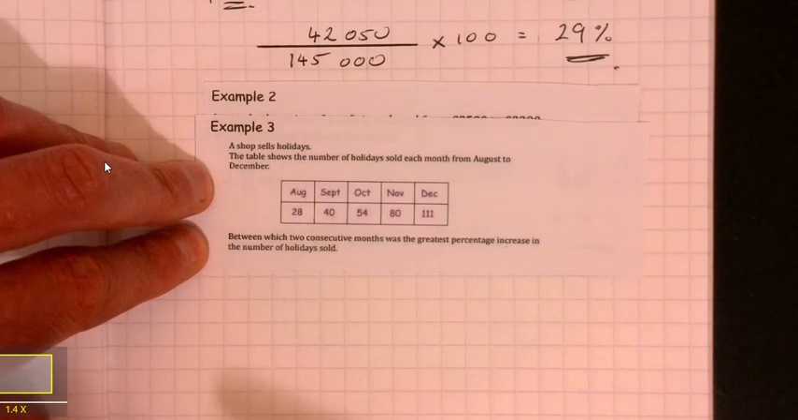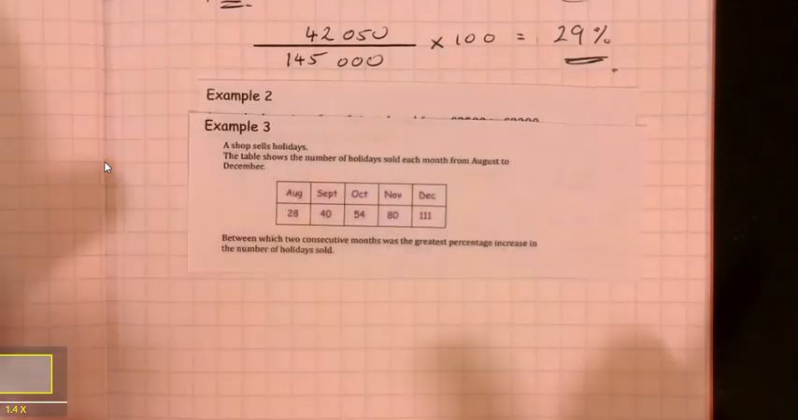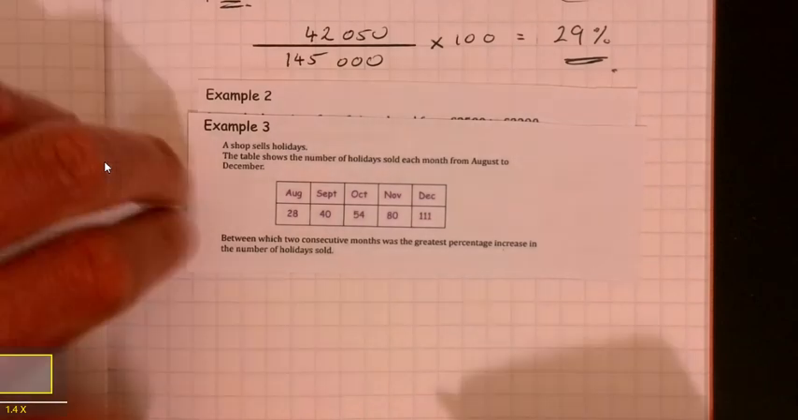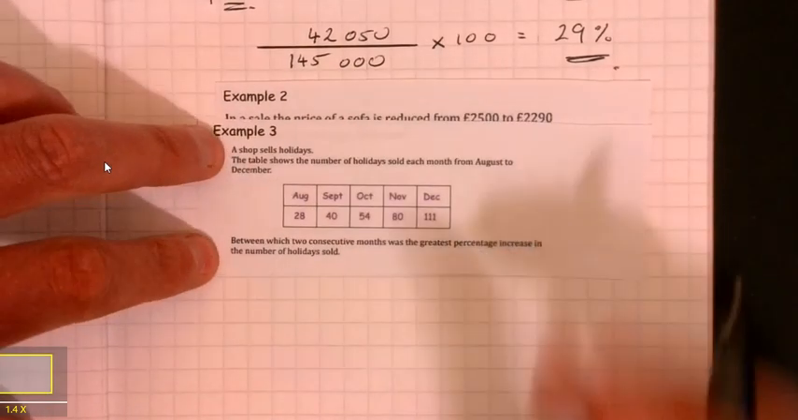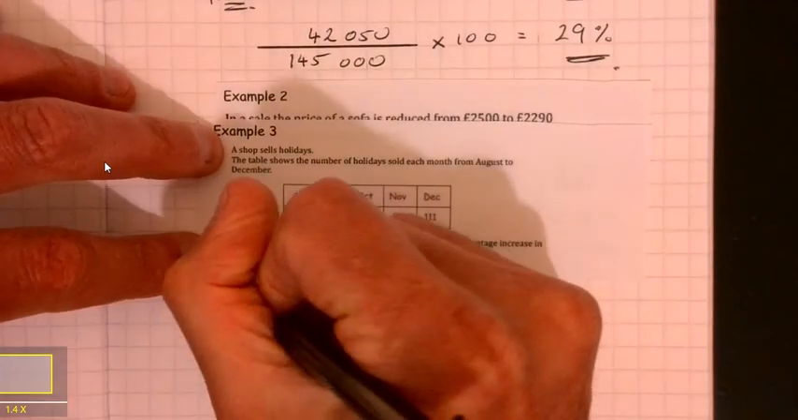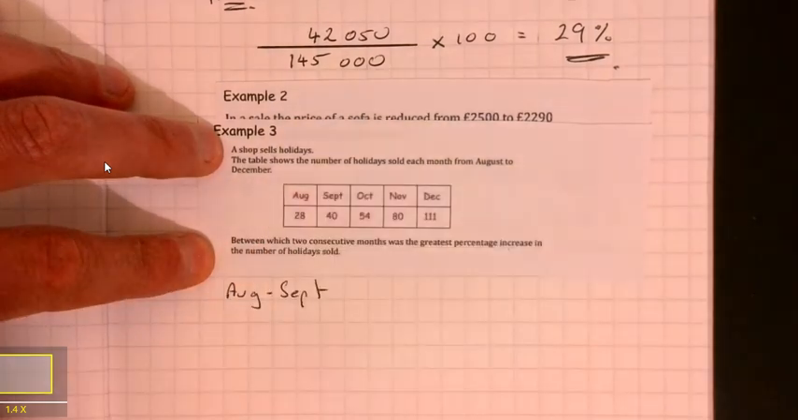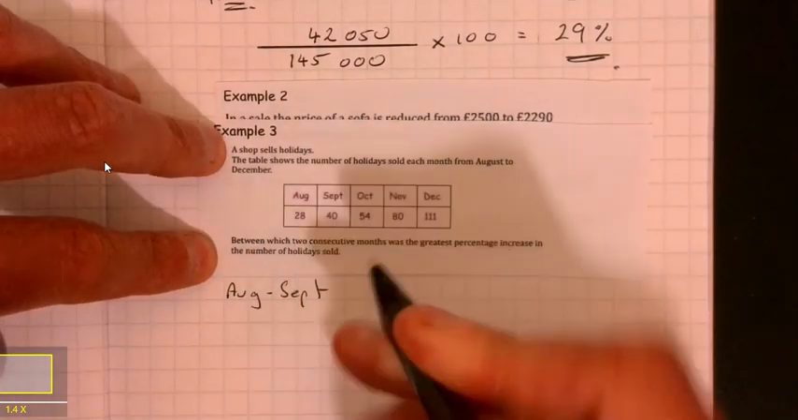Between which two consecutive months was the greatest percentage increase in the number of holidays sold? So effectively, it's exactly the same as what we were doing before, but it's just wrapped up in a slightly different way. Let's just imagine it's a series of little mini questions. First of all, we've got August to September. So what's the actual increase?